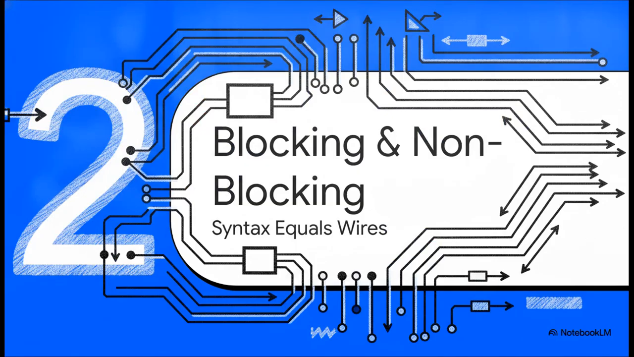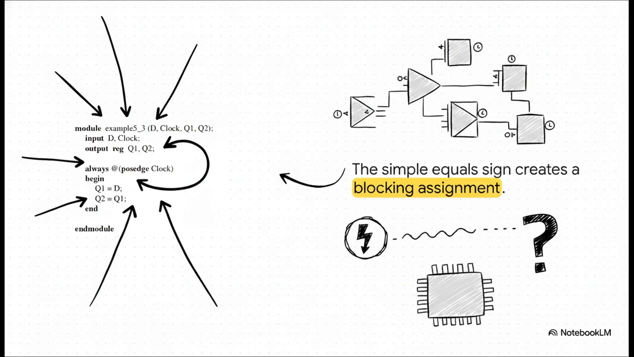Moving right along to Section 2, blocking and non-blocking assignments. Or as I like to think of it, where syntax equals wires. So this is the core conflict we really need to wrap our heads around today. Notice the simple equal sign in this code snippet? That is what we call a blocking assignment.